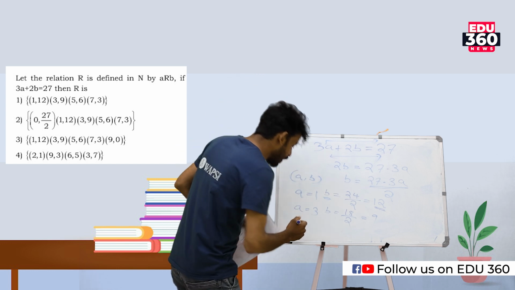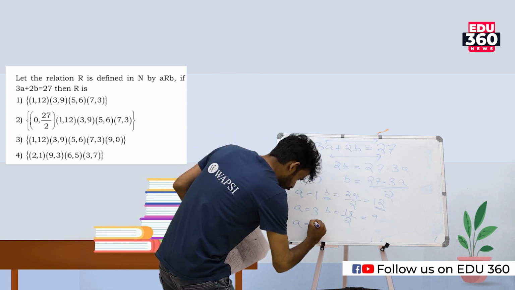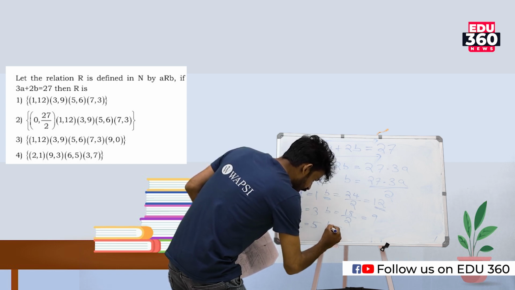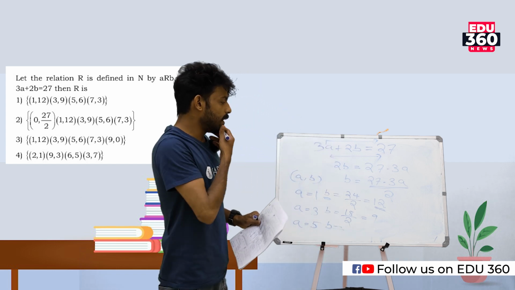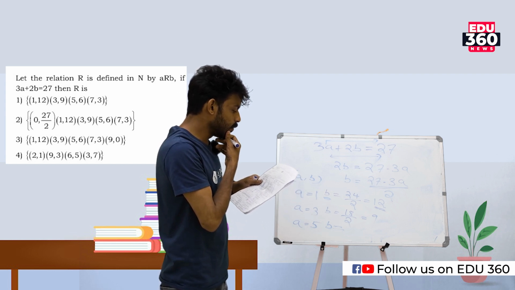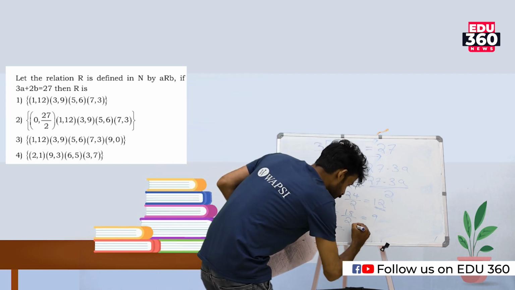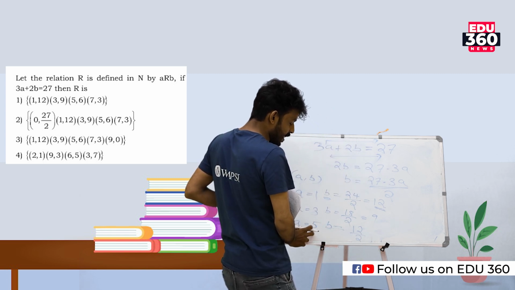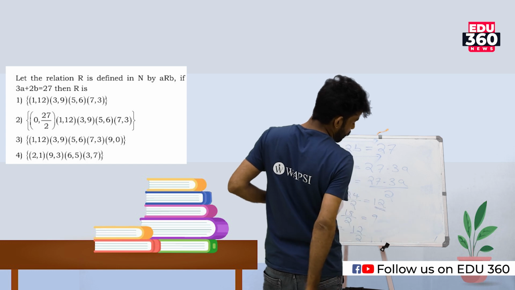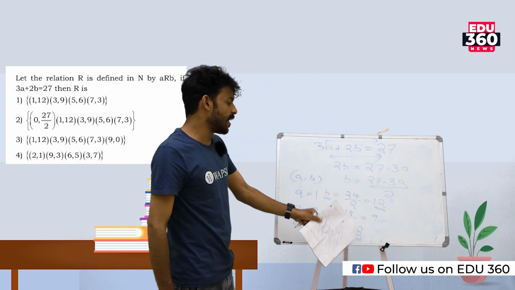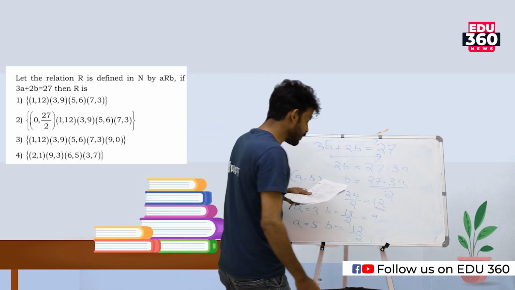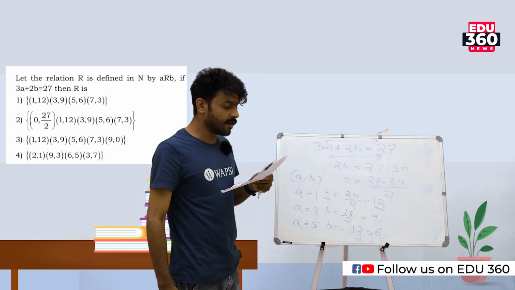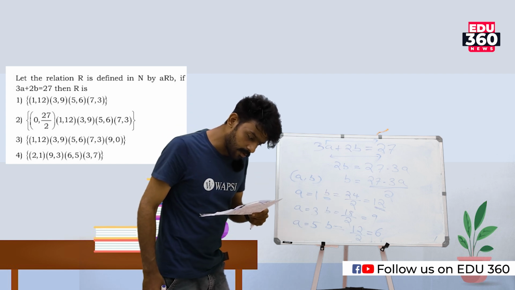Similarly, if A is equal to 5, what is the value of B? Just substitute the value of A is equal to 5. So 27 minus 15, the answer is 12, and 12 by 2 is equal to 6. So if A is equal to 5, B is equal to 6.